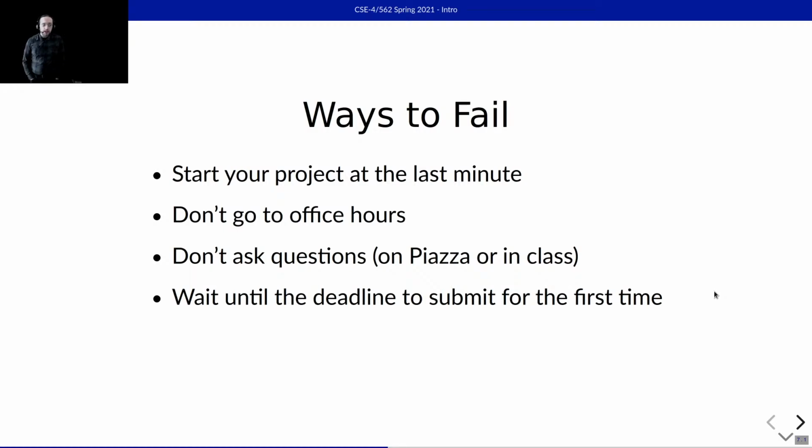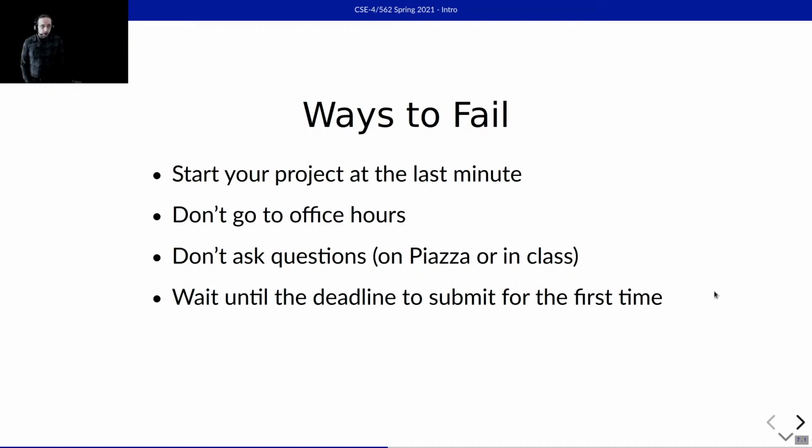So first off, this is not going to be an easy project. It will involve a fair amount of time. And if you wait until the very last minute to start it, if you only start it on the weekend before it's due, you will not have enough time to pull it off. So basically waiting until the last minute is a fantastic way to fail the class.